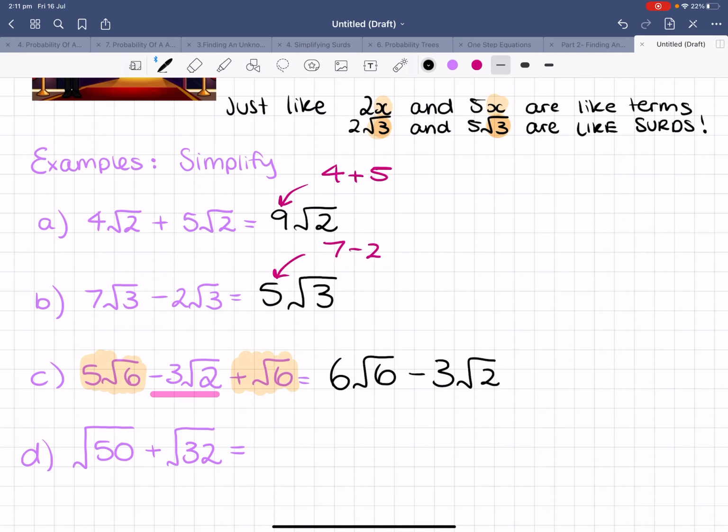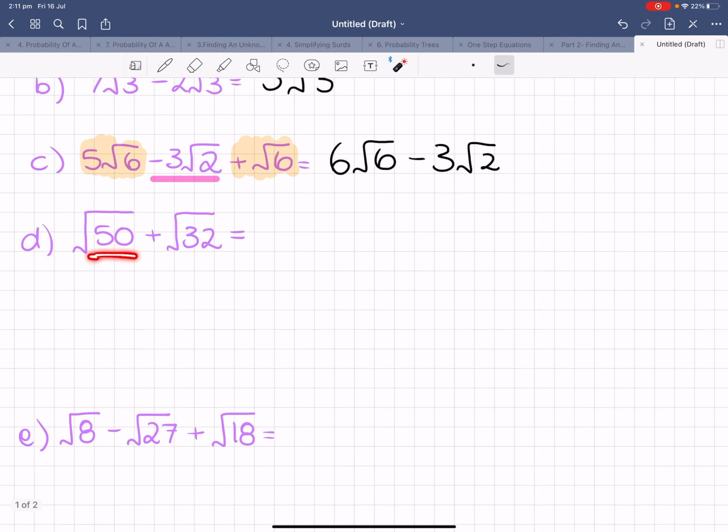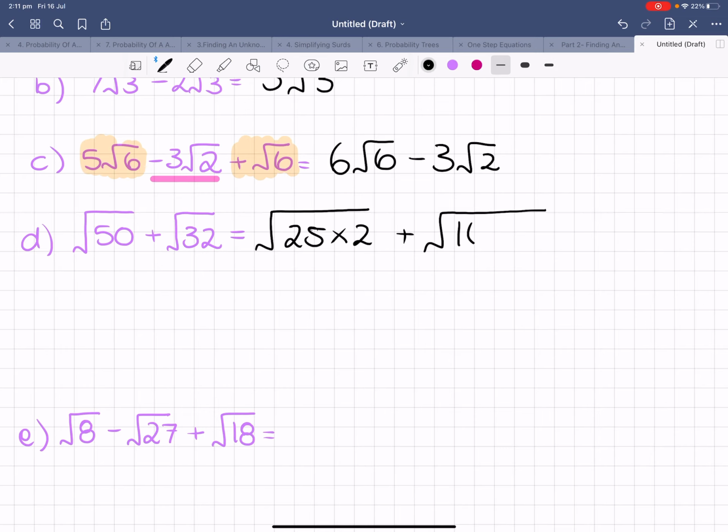All right, the next one. As you can see, these are not like surds. One's square root 50, one's square root 32. But we can change them to be like surds by simplifying them. Remember, to simplify a surd, we break the number up into two factors that multiply to give 50, and one of them has to be a square number. So it's 25 times 2. And then the next one, we want to break 32 up into two numbers where one's a square number, and that's 16 times 2.